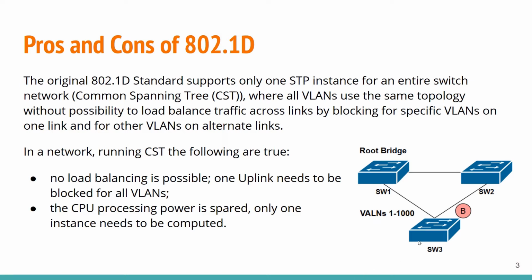So, as we can see on this example, all VLANs are blocked on the uplink between SW3 and SW2 switch, and all VLANs are forwarding on the link between SW3 and SW1 switch, where SW1 is the root bridge.